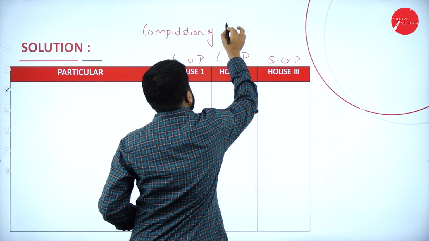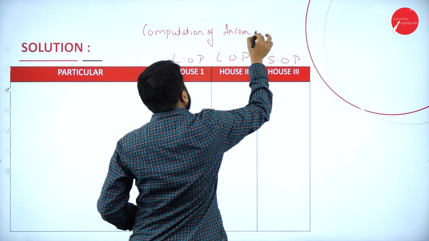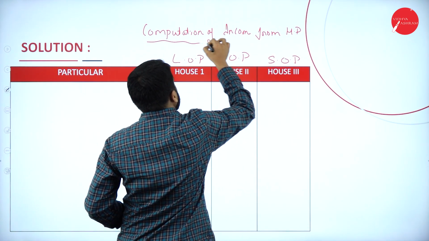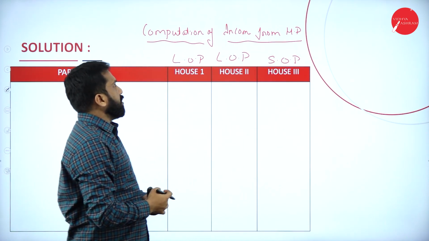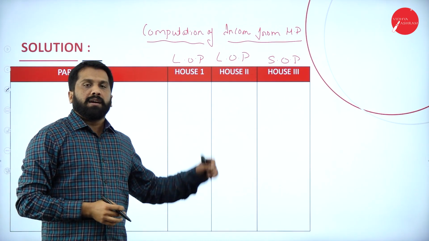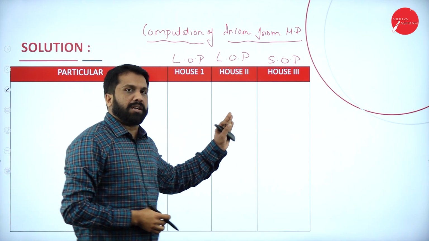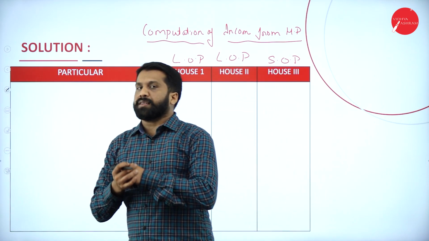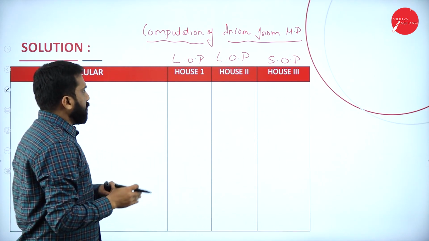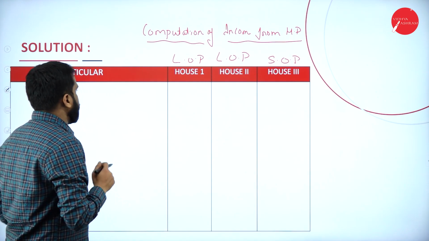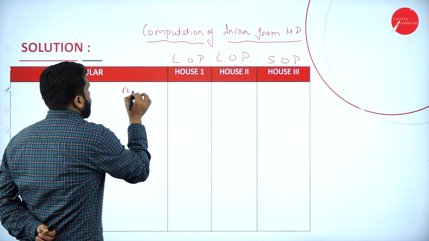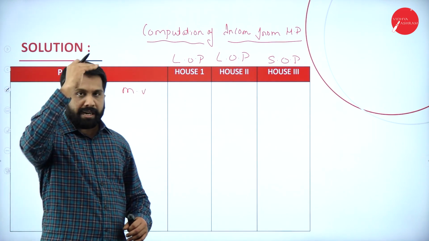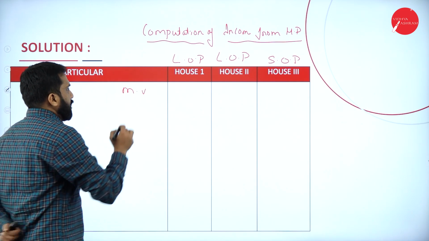Now, here is the computation of income from house property of Mr. Sunil. You have to mention the assessment year 2020-21. That is compulsory. Now, we'll go with the normal problem in this. Municipal value, I'll use shortcut here, but in your examination, you're supposed to write completely.